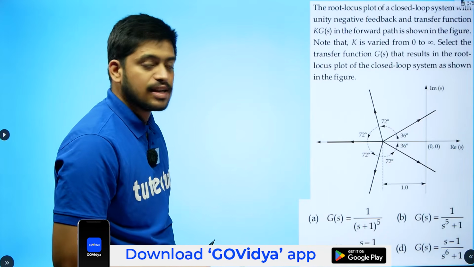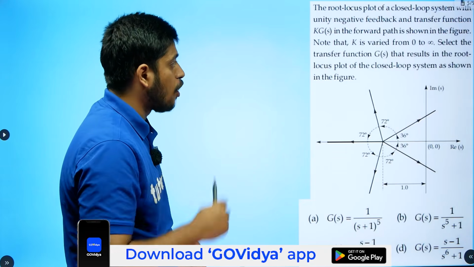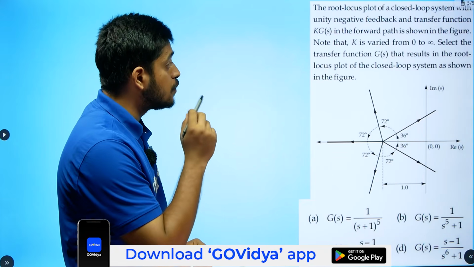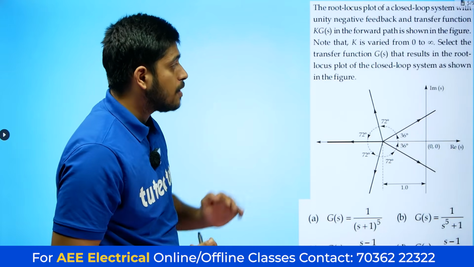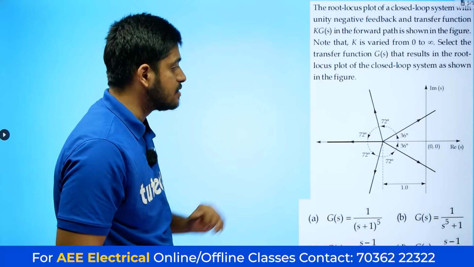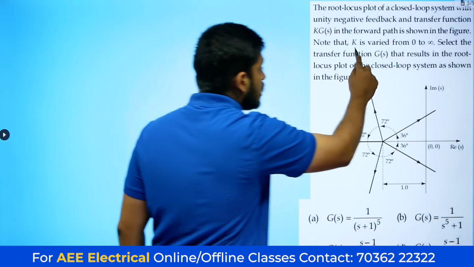This is one of the interesting questions asked in Electronics GATE. The root locus plot of a closed loop system with unity negative feedback and transfer function KG(s) in the forward path is shown in this figure. Yes, in this figure we can see. I'll explain what this is. Note that K is varied from 0 to infinity.